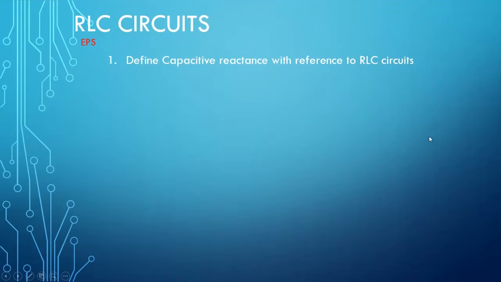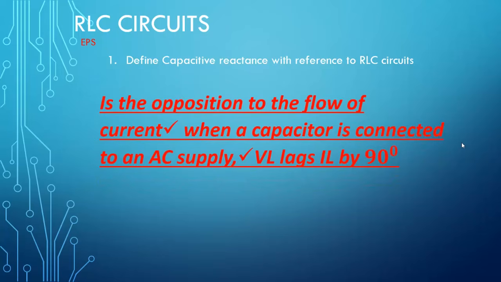In this video, we are looking at the theory of RLC circuits. The first question, define capacitive reactance with reference to RLC circuits. It is the opposition to the flow of current when a capacitor is connected to an AC supply. VL lags IL by 90 degrees.